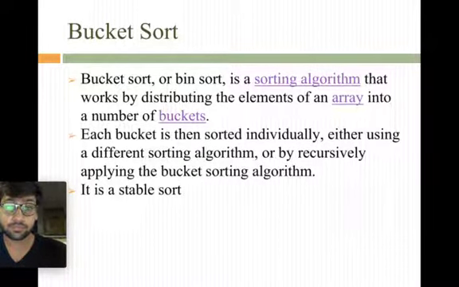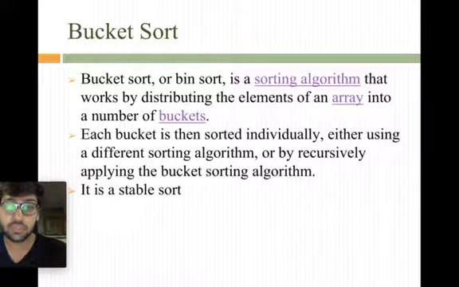Now, bucket sort or bin sort is a sorting algorithm that works by distributing the elements of an array into a number of buckets. This is like what we initially discussed. I have numbers in the range of 1 to 100, and I want to divide them into buckets, where the buckets refer to ranges like 0 to 20, 20 to 40, 40 to 60, and so on.